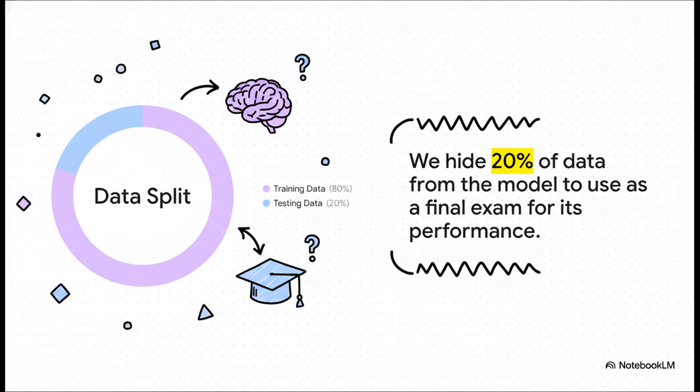So why do we do this? Because a model could easily just memorize the answers in the training data, and a model that only memorizes is totally useless on new, real-world data. This hidden test set is the final exam. It proves the model can actually generalize and find real patterns, not just parrot back answers it's already seen.